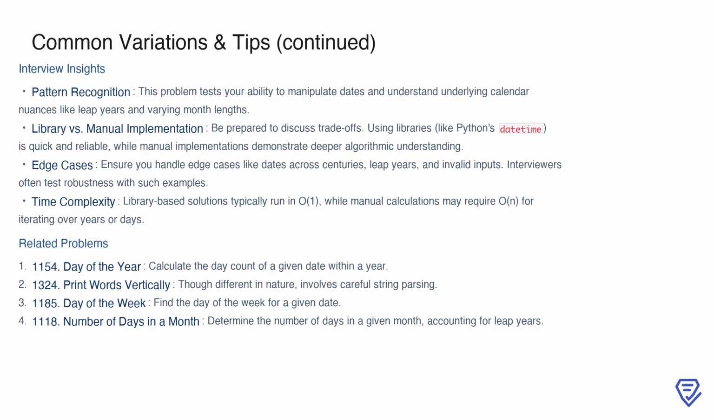Handling edge cases is another critical area. Scenarios like dates spanning centuries, leap years, or even invalid inputs are often used to test the robustness of your solution. Furthermore, understanding the time complexity of your approach is important. Library-based solutions generally run in constant time, O(1), while manual implementations may require O(n) time, especially if you're iterating over years or days. If you're interested in related problems, you might want to explore others like Problem 1154, which calculates the day of the year, or Problem 1118, which determines the number of days in a month, accounting for leap years. These problems can help you strengthen your skills in handling date and time calculations.